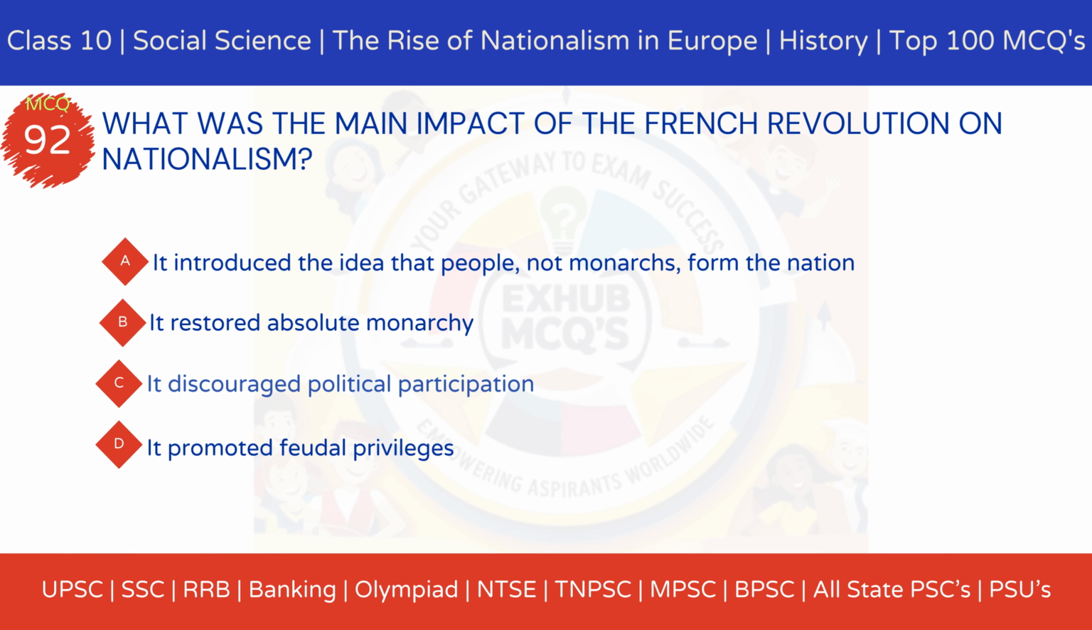MCQ 92. What was the main impact of the French Revolution on nationalism? Option A. It introduced the idea that people, not monarchs, form the nation. Option B. It restored absolute monarchy. Option C. It discouraged political participation. Option D. It promoted feudal privileges.